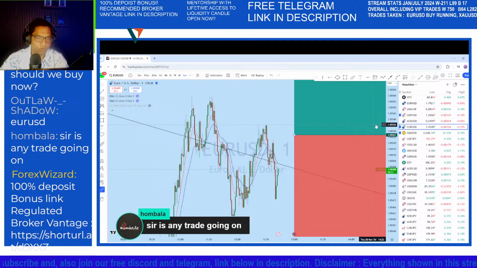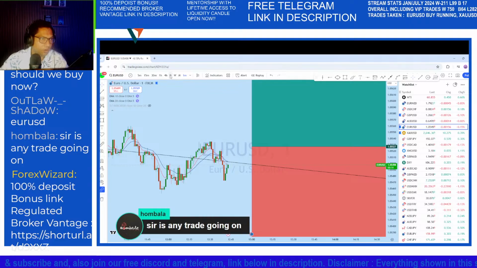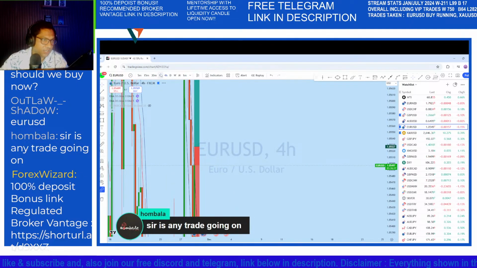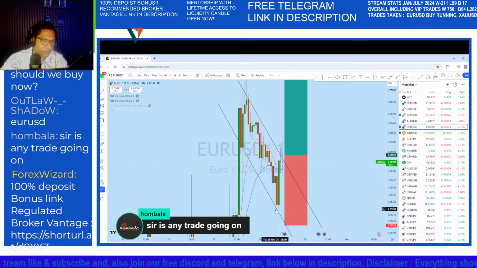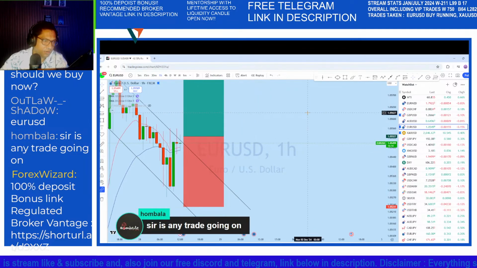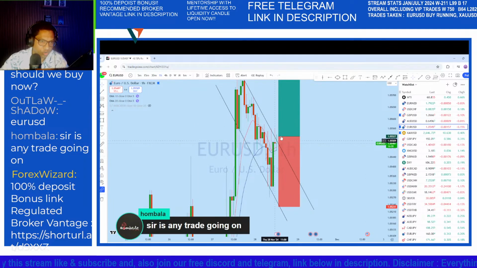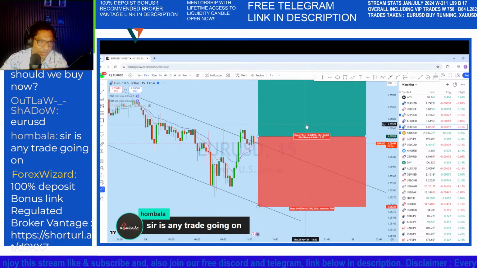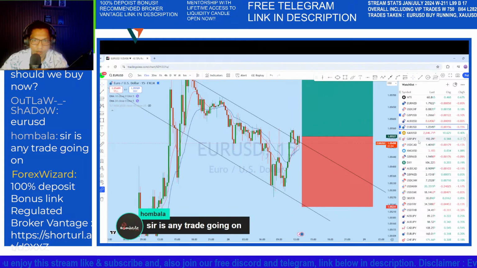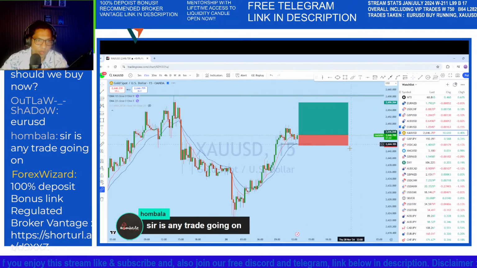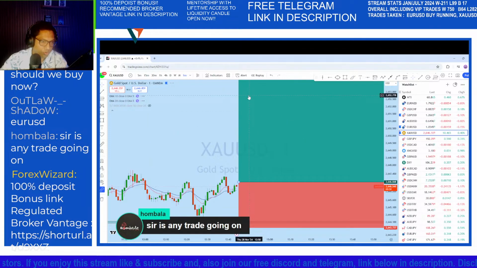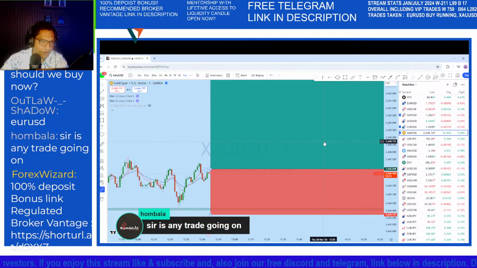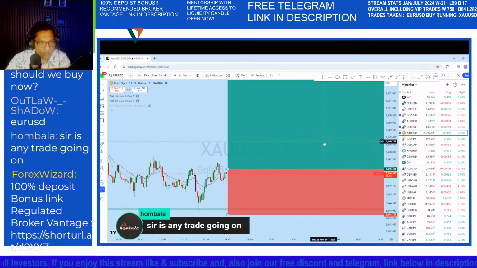So on Euro dollar, I am also hopeful about this trade. Let's see how far it goes, as this market had a breakout here, which we expect to trend in that direction, though it is currently sideways. On XAUUSD, also hopeful, we'll see how far it might move at the moment.